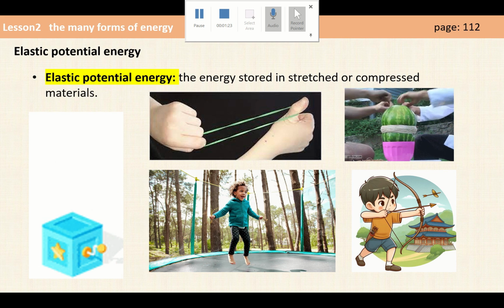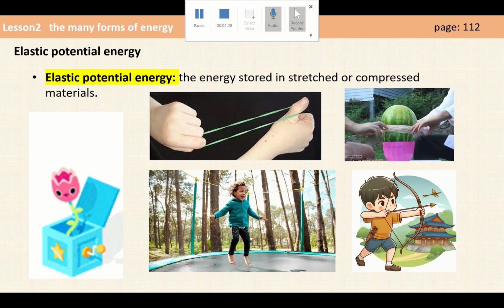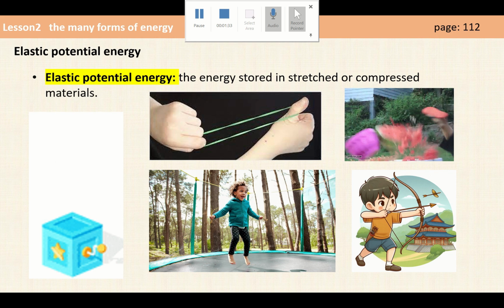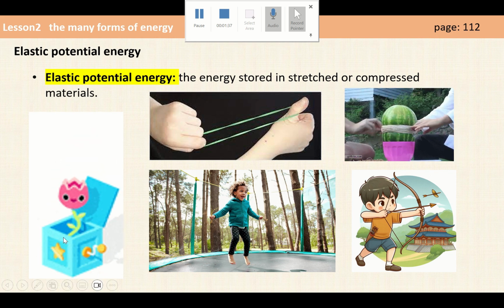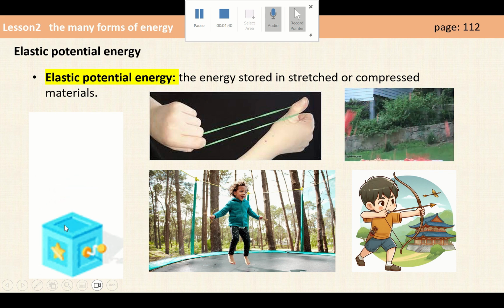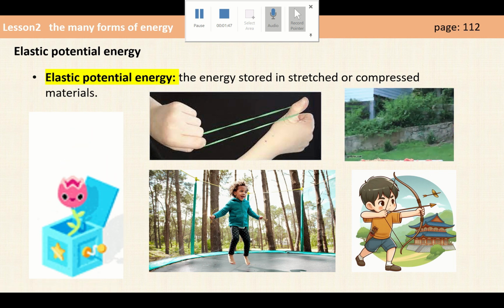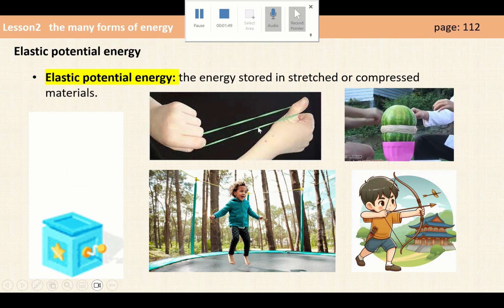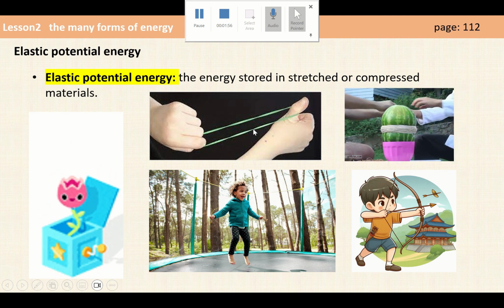Now, there are two types of potential energy. You have elastic potential energy. Elastic potential energy is the energy stored in stretched or compressed materials. So, for example, if you compress a spring, just like in this toy here, you store elastic potential energy. Also, the same thing when you stretch a rubber band. When you stretch a rubber band, you store elastic potential energy in it.